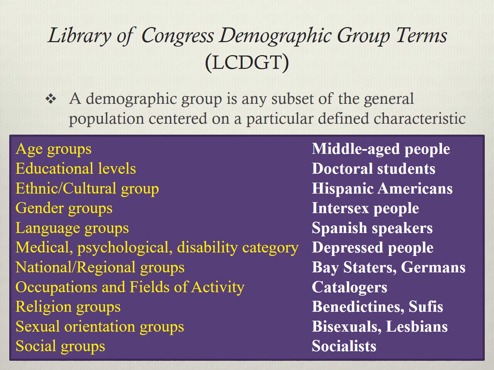So here are some examples of demographic groups and then some specifics on the right side. You can have groups that are categorized by age, education level, ethnic or cultural groups, gender groups, language groups, etc. You can read through the list there, and then you can see some specifics from within each of those groups. Some terms may fit into more than one category. For example, the term boys belongs to both the gender and the age groups.